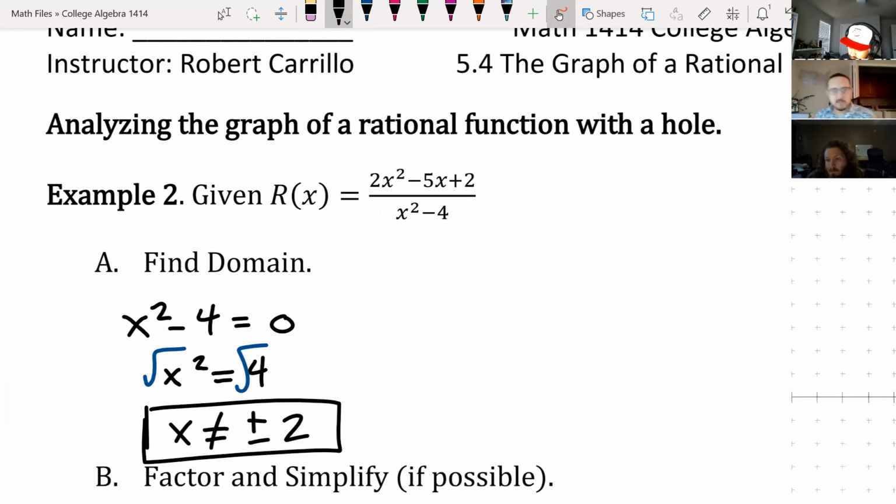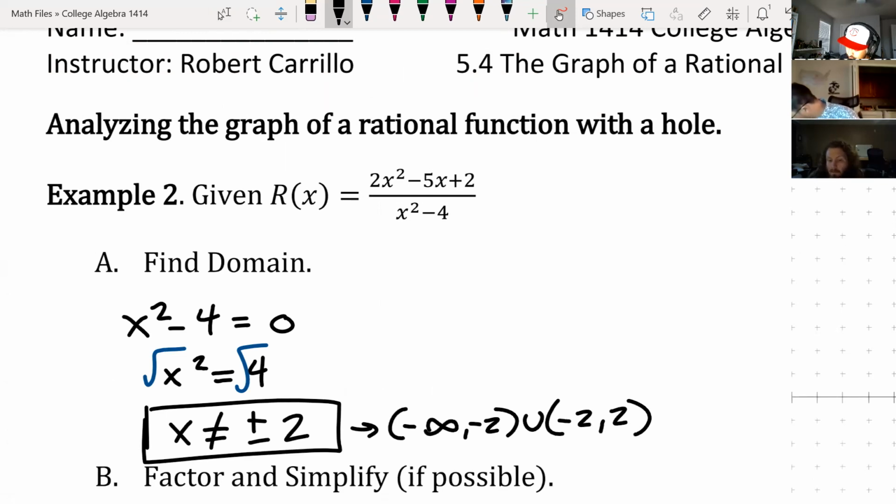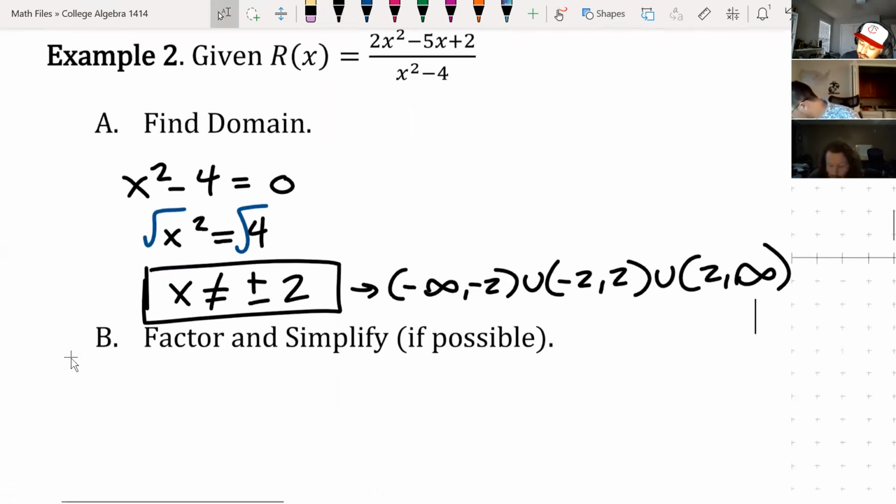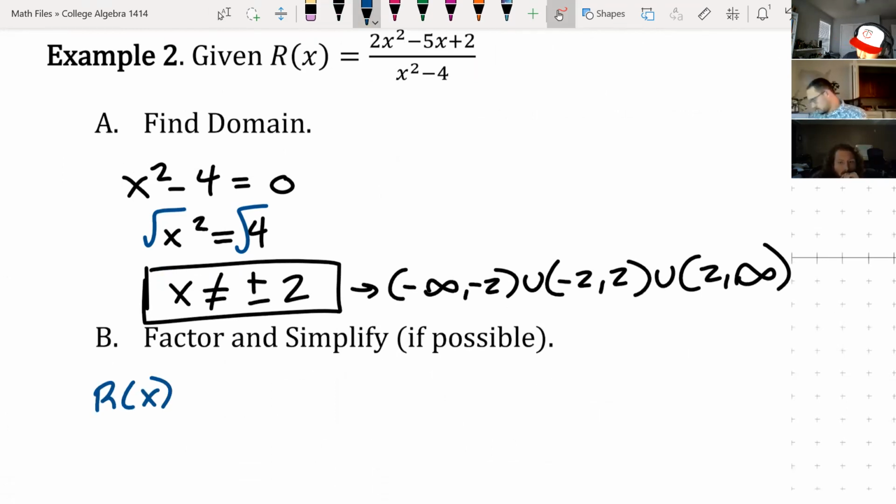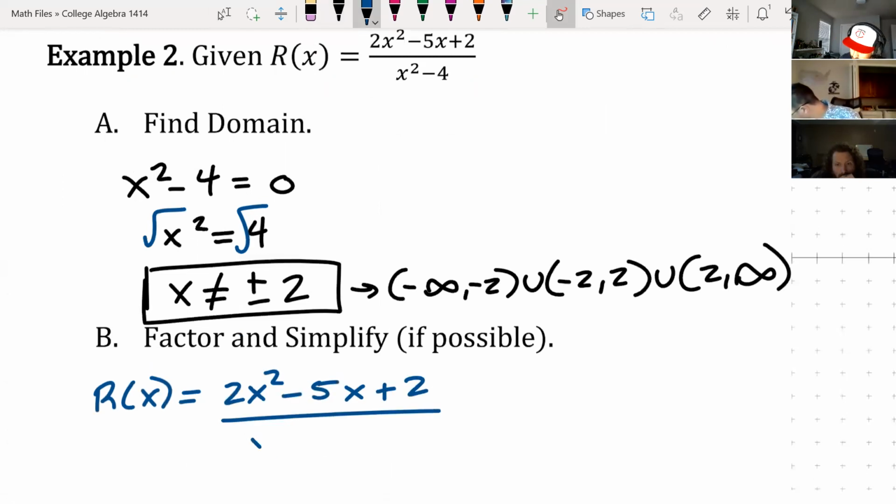Okay, and of course, negative infinity to negative 2, negative 2 to 2, and 2 to infinity. All right. Next is factor and simplify. I'll rewrite the function 2x squared minus 5x plus 2 over x squared minus 4. Does that numerator factor?